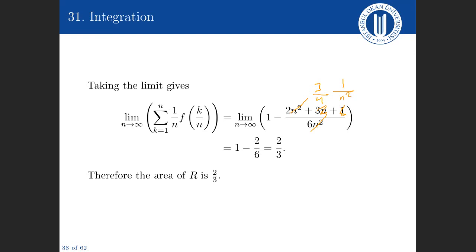When n goes to infinity, in other words, when n gets bigger and bigger, 3 divided by n gets smaller and smaller. So the limit of this term is going to be 0. Likewise, 1 over n squared is going to get smaller and smaller when n gets bigger and bigger, so the limit of this term will be 0. We're going to end up with 2 on the top and 6 on the bottom. The limit of the sum is going to be 2 thirds. Therefore, the area of the region R is 2 thirds.